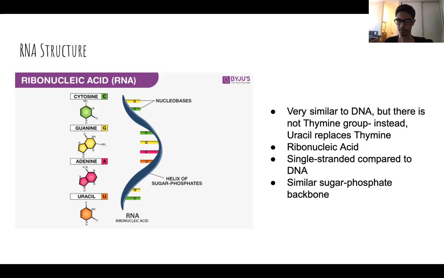It is also called ribonucleic acid in its long-term name. And the ribo comes from the ribose sugar, so it has a different sugar than DNA. And as I said, single-stranded. And it has a similar sugar phosphate backbone. And we'll dive deep into the sugar phosphate aspect of RNA and DNA because they both have it. But yeah, keep in mind 2 key aspects of RNA, single-stranded, and it has uracil.